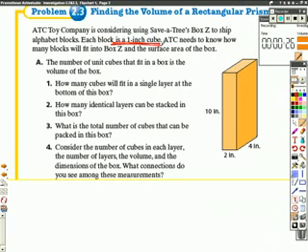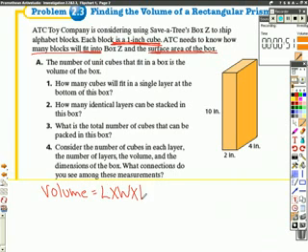ATC needs to know how many blocks will fit into Box Z. So how many blocks will fit, and the surface area of the box. All right, so that's the first two things that we're going to try to figure out. Now, if you remember, how many blocks will fit into something is basically the volume. So volume equals length times width times height. So in this case, that is going to be 2 times 4 times 10.